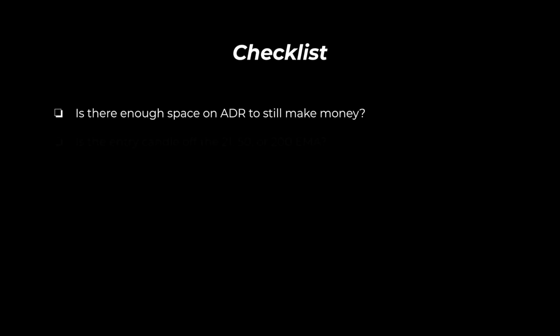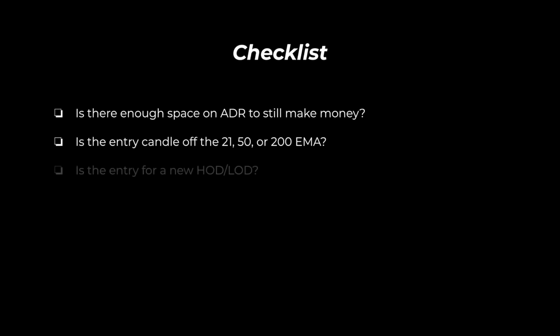The next question, if all of those parameters fit, if you're inside the Asian range, if the Asian range is valid, if ADR has space, everything looks good there, is the entry candle that you're looking at coming off a solid EMA? Is it coming off the 21? Is it coming off the 50? Is it coming off the 200? Is it coming off an EMA or is it floating out nowhere? Is it coming off the 8? We don't want to trade it if it's coming off the 8 with this system. It's got to be the 21, it's got to be the 50, or it's got to be the 200.